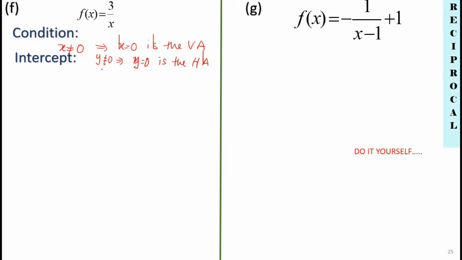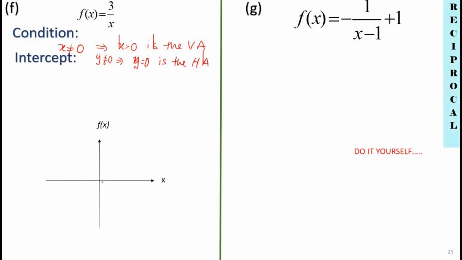Okay, so next, because x equal to 0 and y equal to 0 are the asymptotes, there will be no intercept. There will be no x-intercept, and there will be no y-intercept. So now we sketch the graph. So x equal to 0 is the vertical asymptote, and y equal to 0 is the horizontal asymptote.